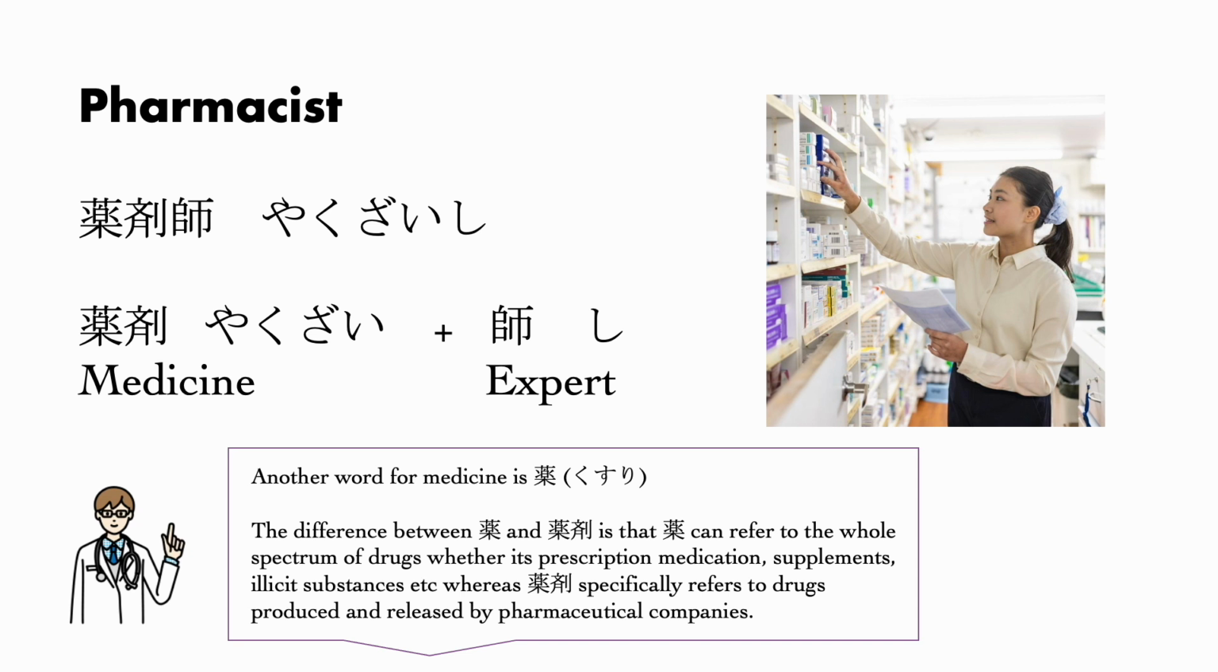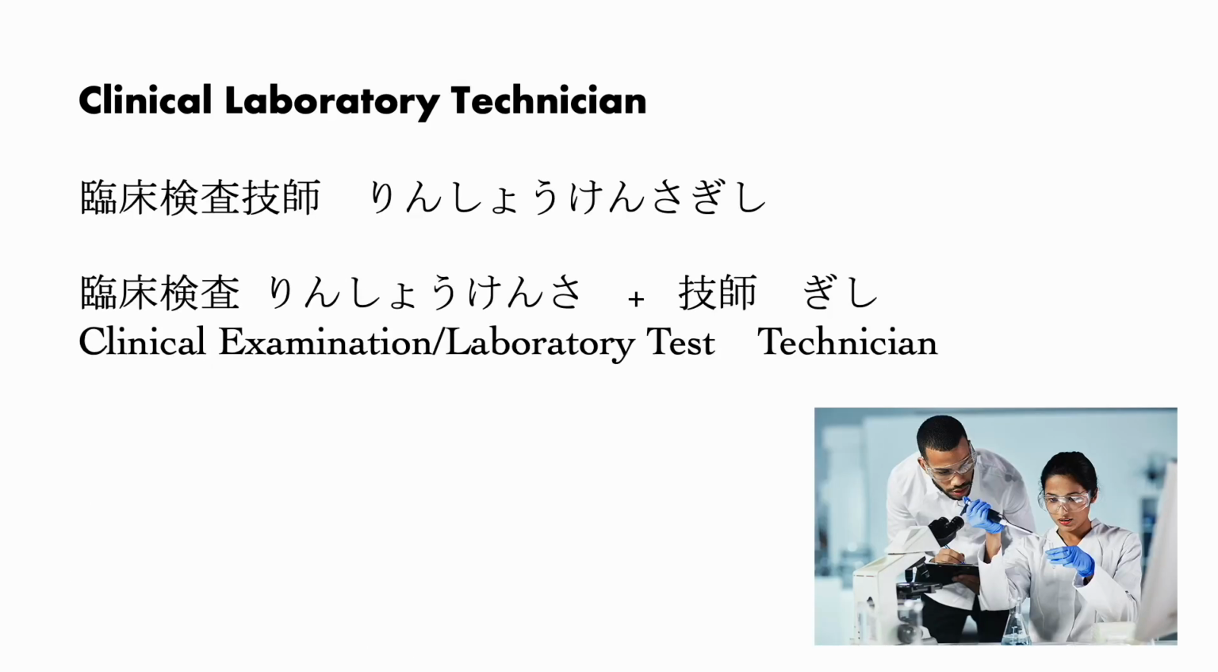And just a little side note, another word for medicine is kusuri, which uses the same kanji as yaku in yakuzai. Kusuri is the word you'll more commonly hear in day-to-day Japanese to mean medicine. The difference between kusuri and yakuzai is that kusuri can refer to a whole spectrum of drugs, whether it's prescription medication, supplements, illicit substances, etc., whereas yakuzai specifically refers to drugs produced and released by pharmaceutical companies.